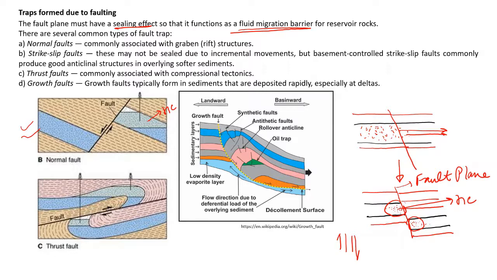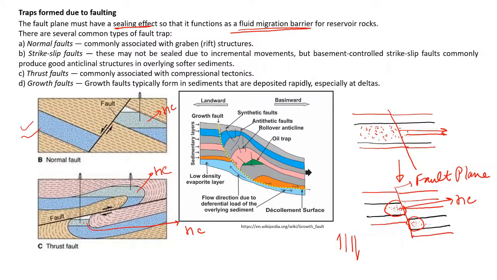The thrust fault, which is a reverse fault, is due to compressional tectonics. So you can see over here that this is a fault plane and the downthrown side has gone up, and this has caused the trapping of hydrocarbons not only by the fault plane but also by the associated folding of strata. So here this is a fault related fold where, due to the reverse movement, the overlying strata has been folded in the form of anticlines.